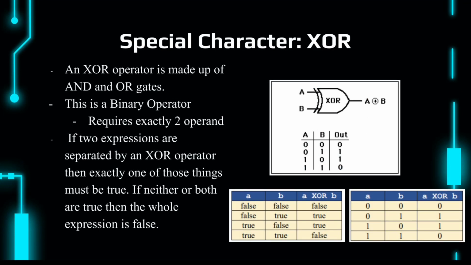Special character, XOR. An XOR operator is made up of and, or gates. This is a binary operator, requires exactly 2 operands. If 2 expressions are separated by an XOR operator, then exactly one of those things must be true. If neither or both are true, then the whole expression is false. The following tables show the truth table and the symbol for XOR.